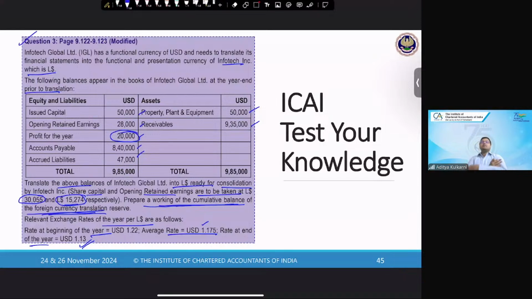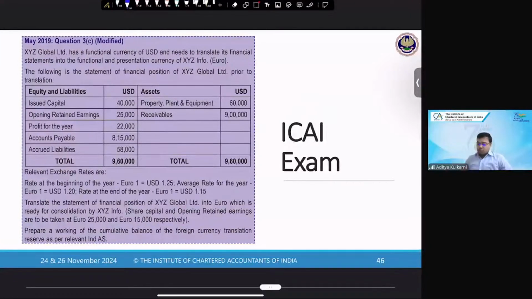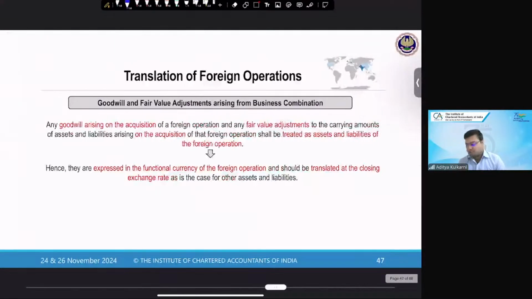All right. Any doubts in this question? No, sir. Sir, on the same basis, there is one more question. X has a functional currency of USD and needs to translate to euros. The following is given, and the relevant exchange rates are given. Translate into euros, ready for consolidation. Prepare a working of the cumulative balance of FCTR. Can you try this for homework? Yes, sir. Yes, please try it for homework.